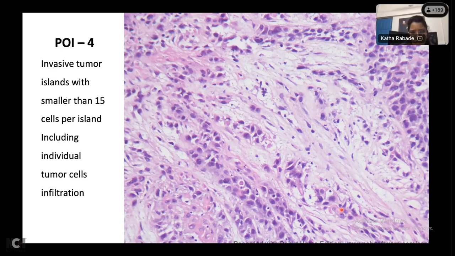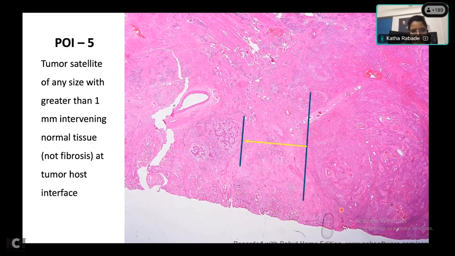Pattern 5 is assigned when there is a tumor satellite nodule of any size which is 1 mm from the main tumor. So this island is more than 1 mm away from the main tumor.